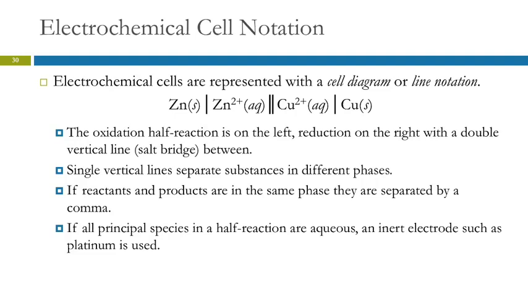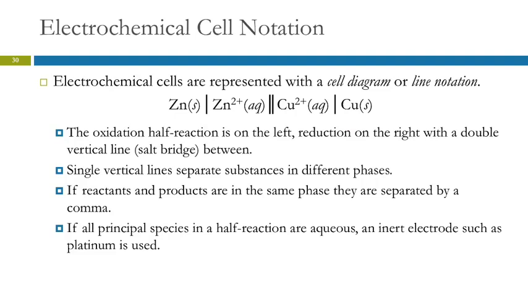So instead of drawing pictures like that all the time, we have line notation. And we need to understand what this line notation means. So over here we have the oxidation half reaction. Zinc is losing electrons and going to zinc ion. And on the right side we have the reduction reaction, and that's just convention. Here we have the copper ions gaining electrons to become copper metal.